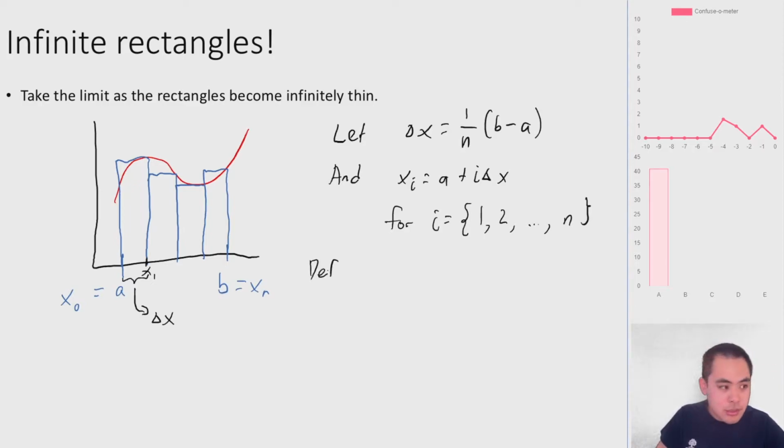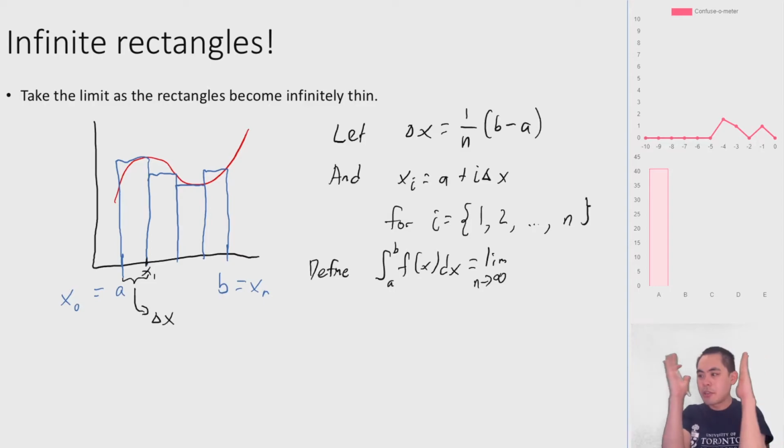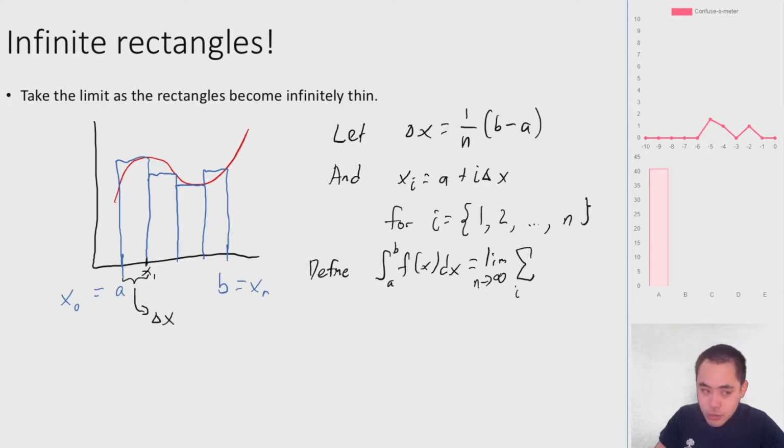So then what we can do is define the integral from a to b. This is the definite integral of f of x dx. I'm going to use this notation because it's very evocative, with a very similar flavor to the indefinite integrals that we were dealing with last class. So this is going to be the limit as n goes to infinity, so as our rectangles become infinitely thin, of the sum from i equals 1 to n of f of x_i delta x.